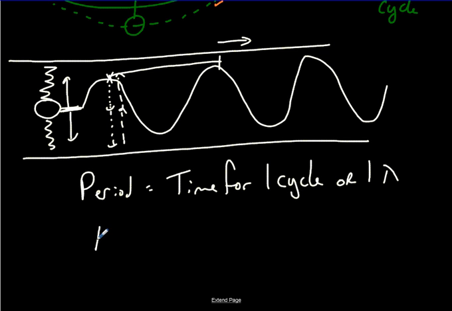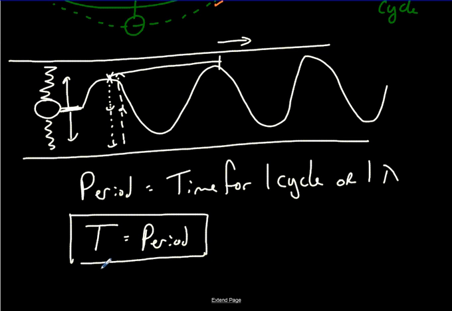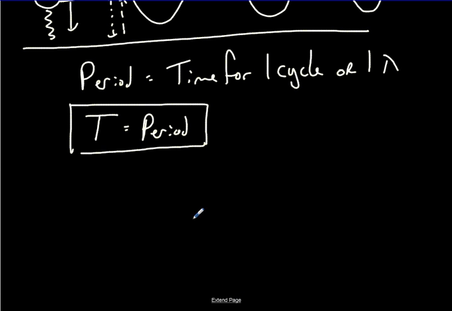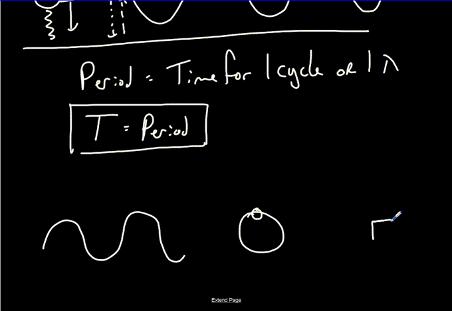Often we call period T, big T for time. Time and period are equal, and the symbol for period is often a large T. Now there's a related thing here, and that's called frequency. We can look at frequency in a similar way that we looked at all the other things that we have just talked about.